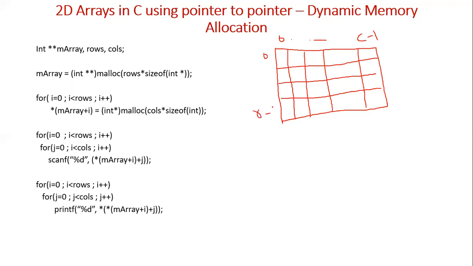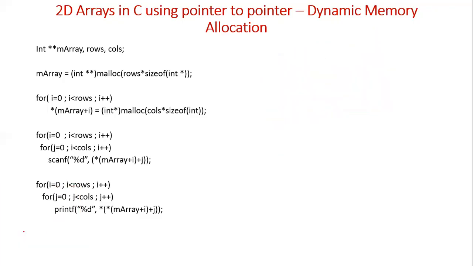So how can we create a two-dimensional array? A two-dimensional array in C is nothing but a collection of one-dimensional arrays. For example, this is a two-dimensional array. This is a collection of R one-dimensional arrays. This is one one-dimensional array, this is another, and this is another. Like that, there are R one-dimensional arrays. When you combine all these R one-dimensional arrays, it becomes a two-dimensional array. Fine.